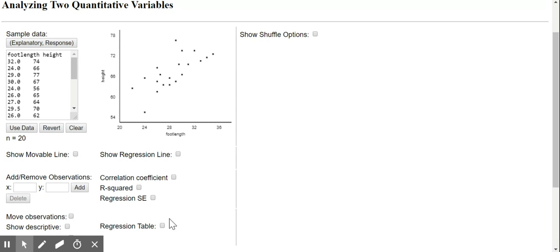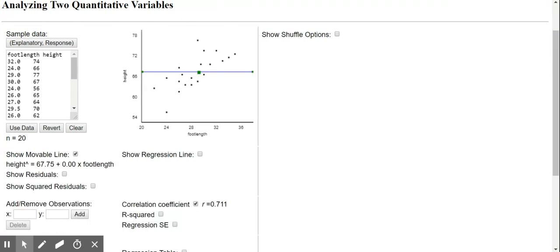So first, let's click on this button here, correlation coefficient, to see what the R value is, 0.711. So it's a pretty strong positive linear association between foot length and height in this sample data. So let's click on this button here, show movable line. So it's going to give us this line, which clearly does not summarize the data. So let's move it around.